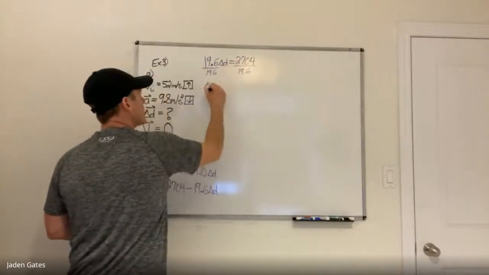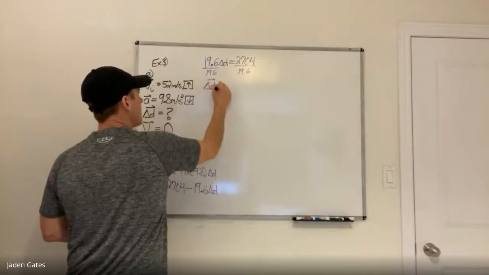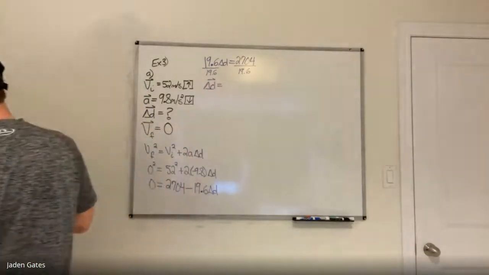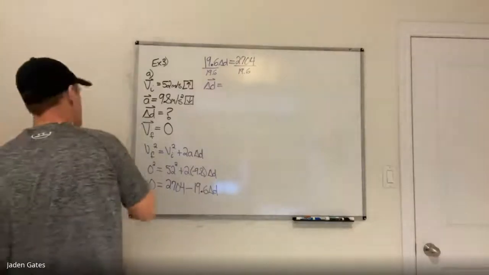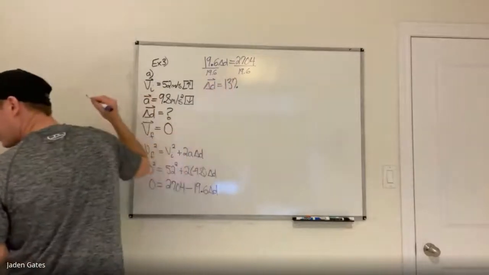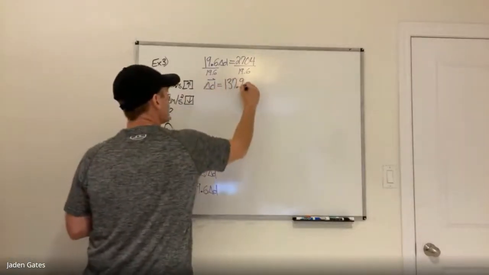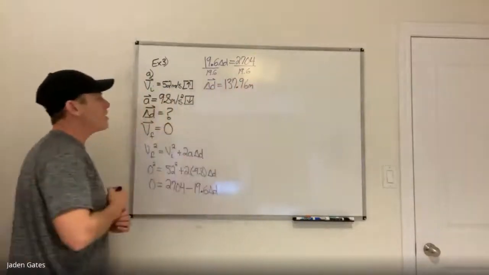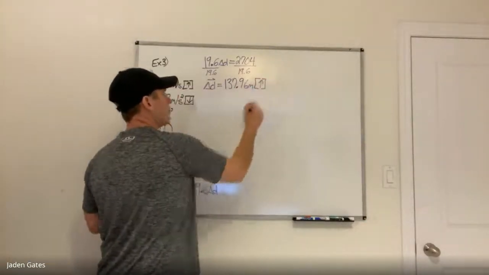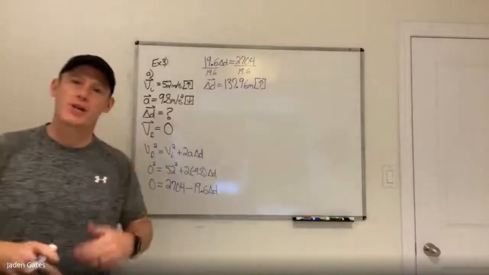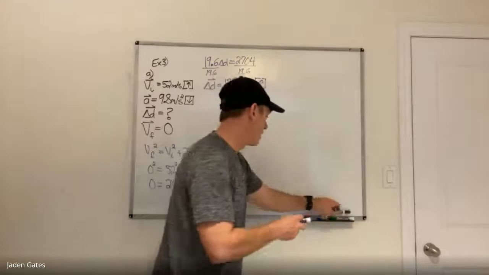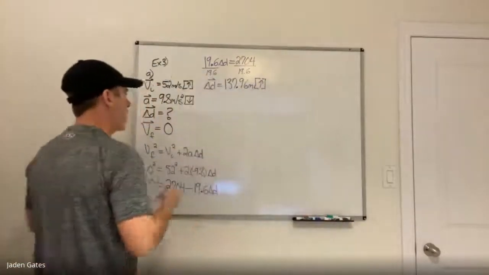All right, so my delta D, let's see here. I take 2,704. I divide it by 19.6. I get 137.96 meters. And it's positive, so that means the arrow went up, which obviously we knew, but again, the signs helped us out with that. All right, so that's A. Now B.